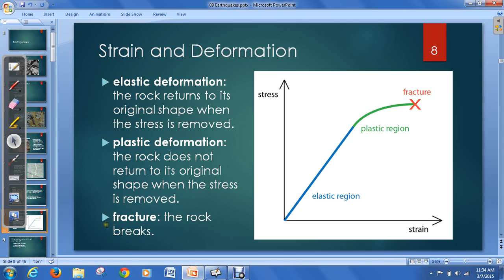And then the last example is fracture, where there's so much stress that the rock will actually break, again usually causing an earthquake.